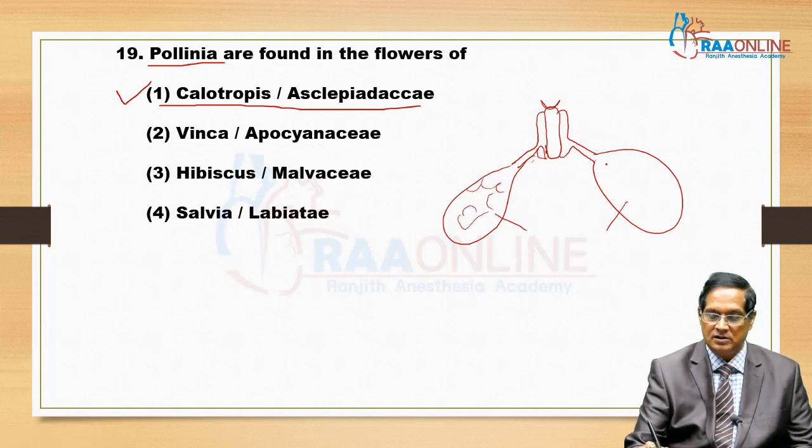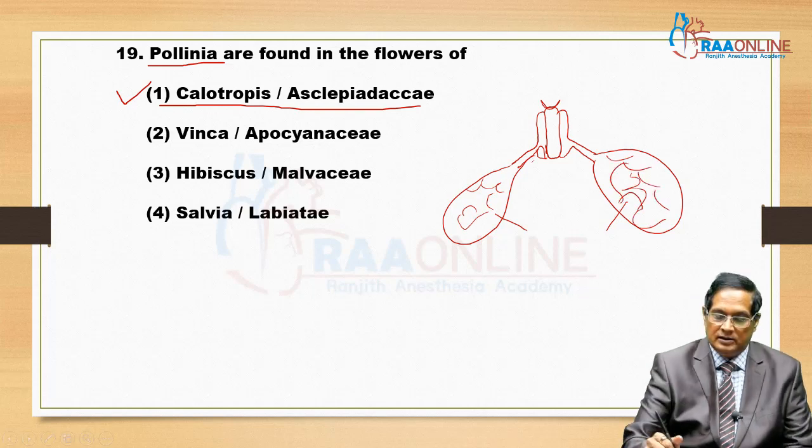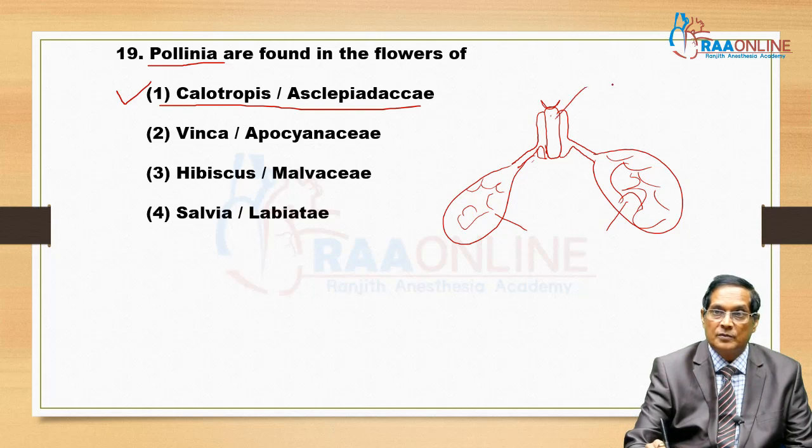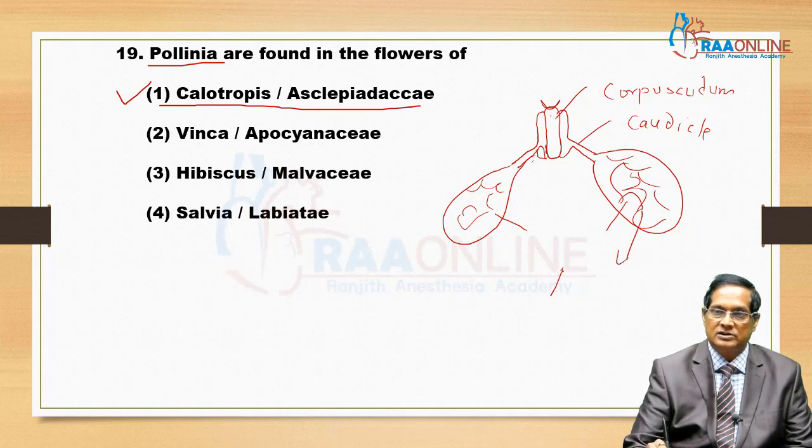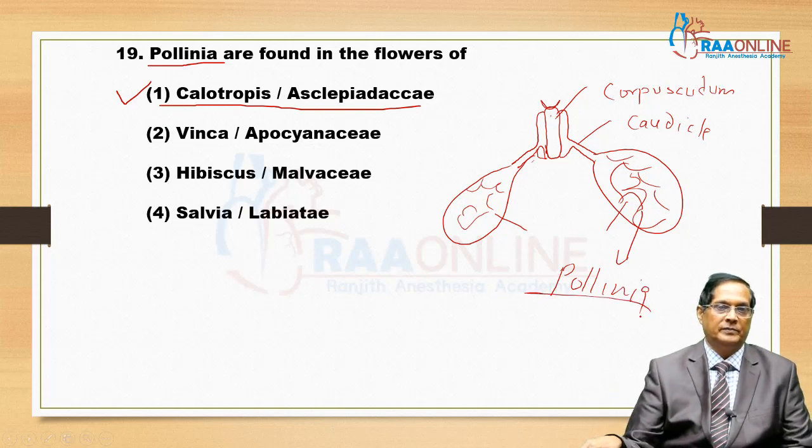In this structure, a number of pollen grains are present. This disc-like structure is the corpusculum. And these stalks are known as caudicles. And these sac-like structures are called pollinia.